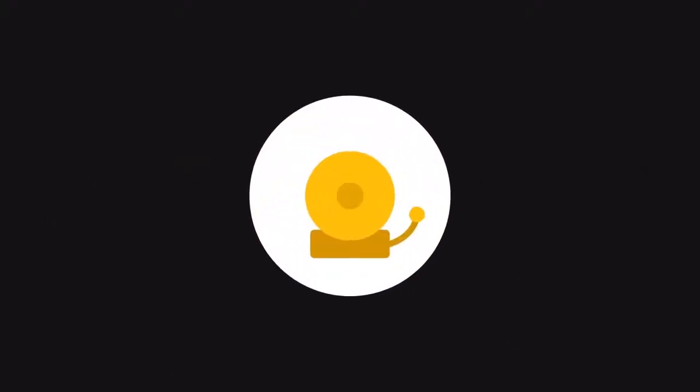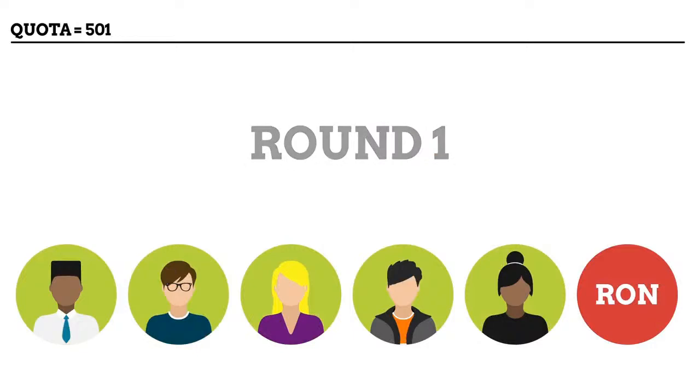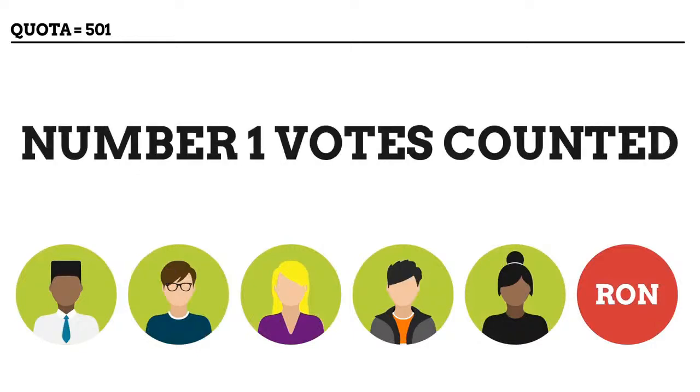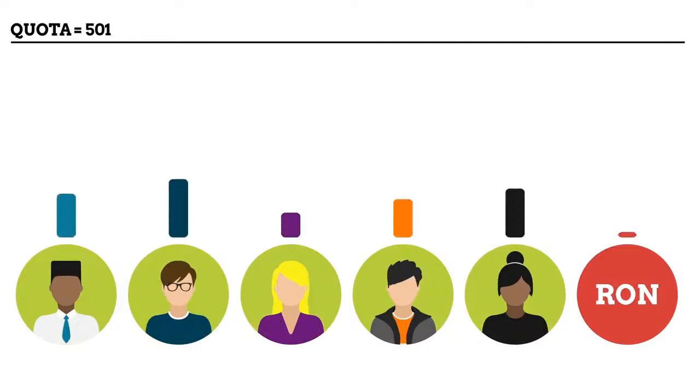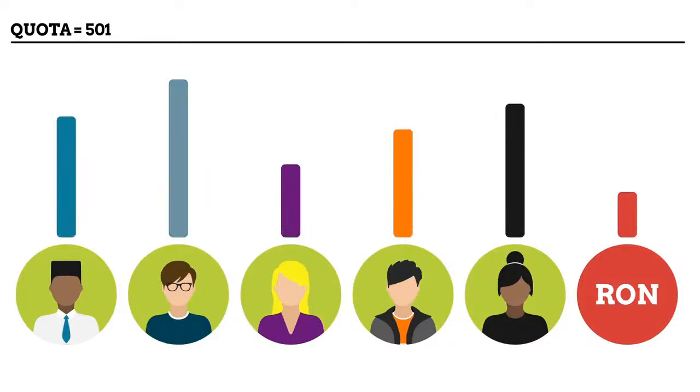The votes are counted in rounds. In round 1, we count the number of number 1 votes that all candidates have received. We can see here that Jim is the most popular candidate with 400 votes, but no candidate has reached the quota of 501. As no candidate has reached quota, we now eliminate the least popular candidate. In this case, this is Ron, who only got 125 votes.